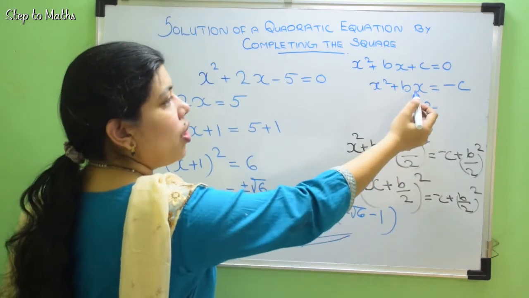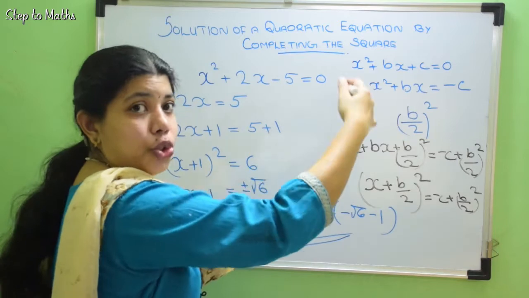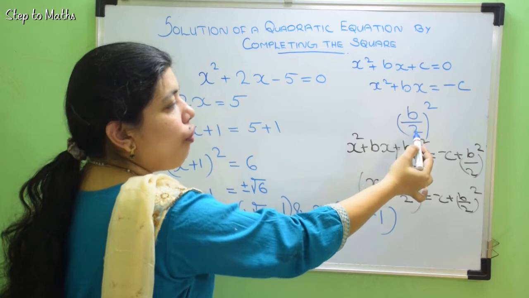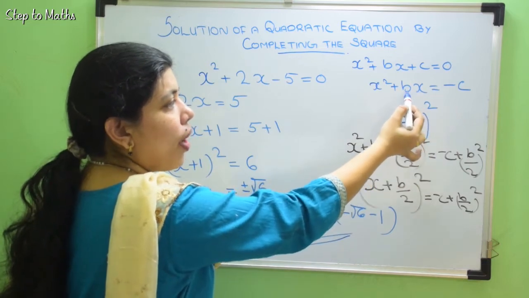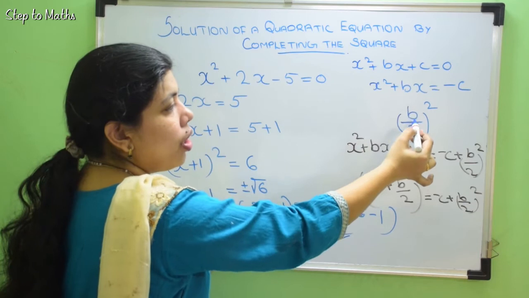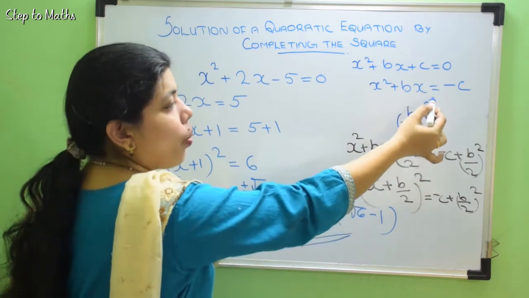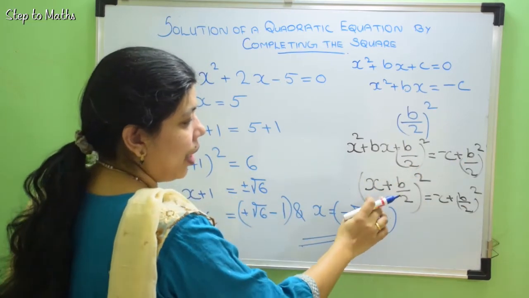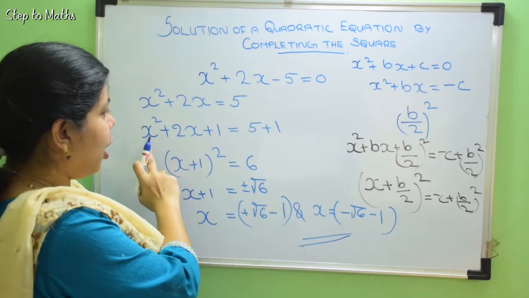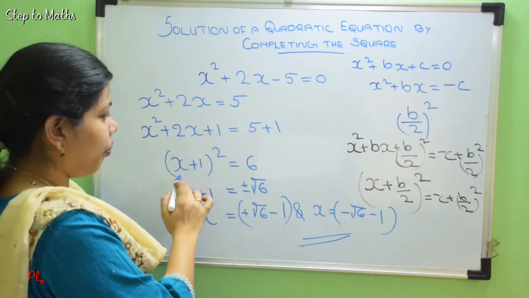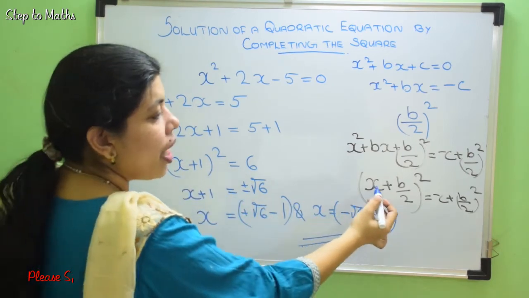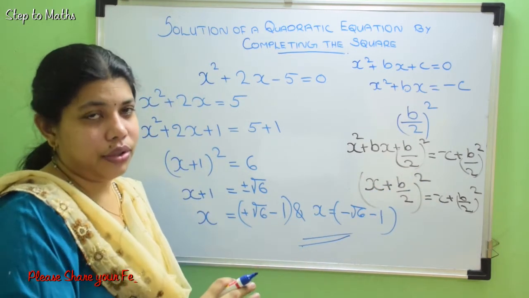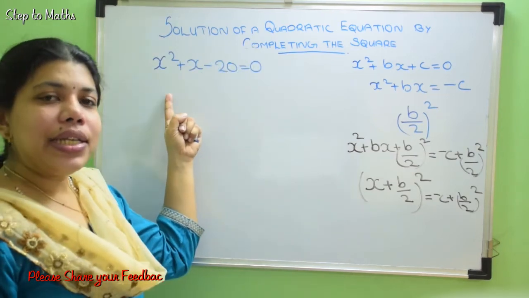We first transfer the constant part to the right side and then add the square of half the value of the coefficient of x, that is b by 2, its square (b by 2) squared. Add that value on both sides. Then the left side is in the form of a square, x plus b by 2 the whole square. Then take the root.